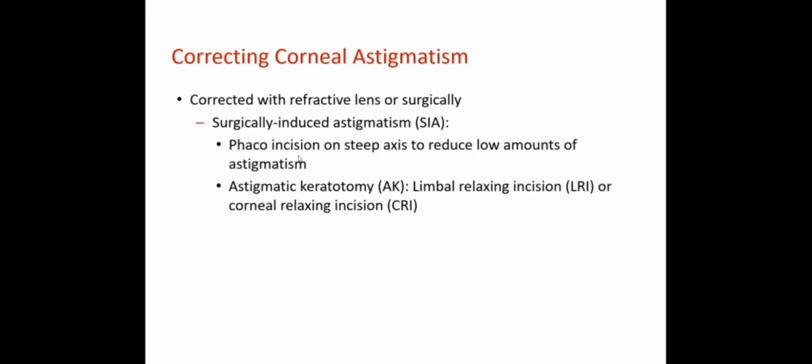Phaco incisions, of course, are penetrating. But whenever you make a cut on the cornea, it's going to correct certain amounts of astigmatism or induce certain amounts of astigmatism. So let me show you what I mean by that.